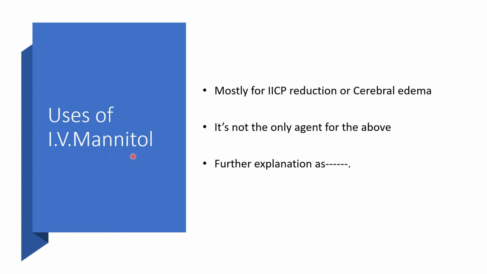Uses of intravenous mannitol or systemic mannitol. Mostly, when many people hear the word mannitol, they will think first about the brain and the osmotic diuretic effect. So we use it for the reduction of increased intracranial pressure or the treatment of cerebral edema. We use it for many other things. We'll go into that in a bit, but that is why many people will use it. However, it is not the only agent for the reduction of increased intracranial pressure or treatment of cerebral edema. And I've written down here that I will explain further.